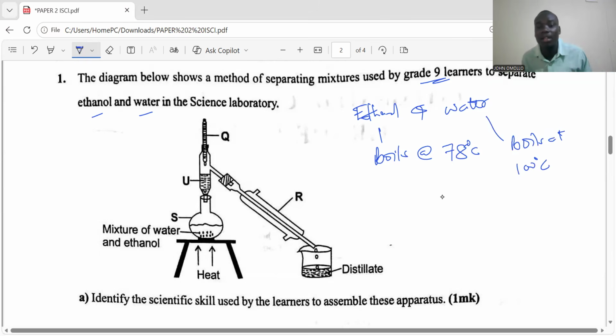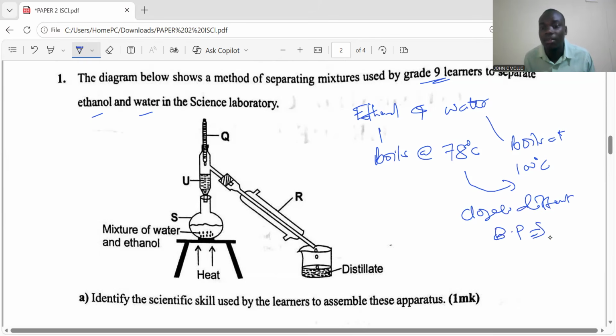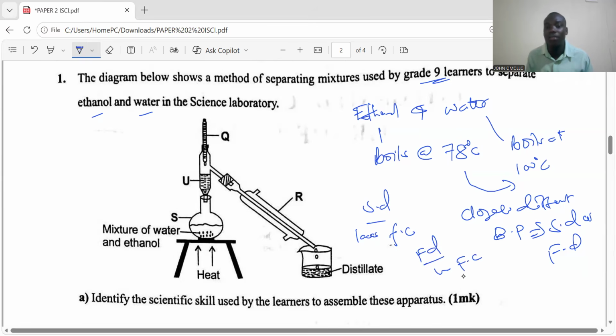So a method of separating substances with close but different boiling points is either simple distillation or fractional distillation. Simple distillation lacks a fractionating column. Fractional distillation has a fractionating column. So that is the difference, but the methods are used to separate the same things. Are you getting that?